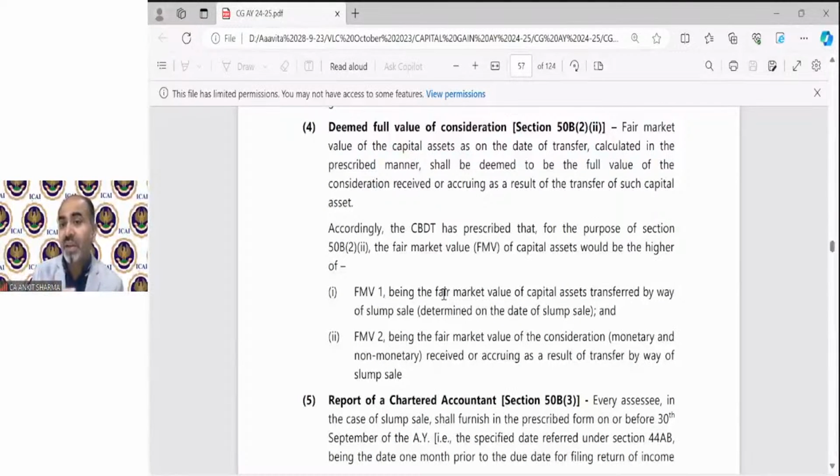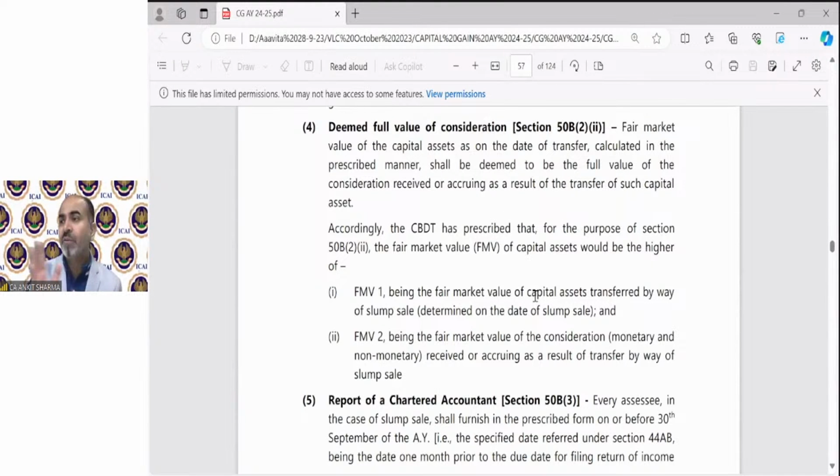If you look at the capital assets transferred by slum sale, you should see what has been written: FMV1 says FMV of the capital asset. So in case of slum sale, whatever assets we are transferring, you have to find out the FMV of that capital asset, which will be given in the question. Clear? The fair market value of the capital asset.